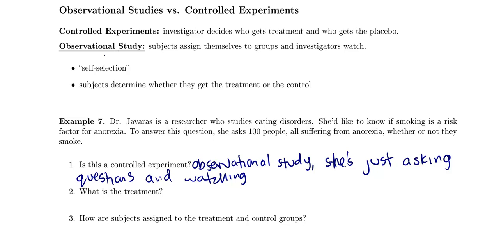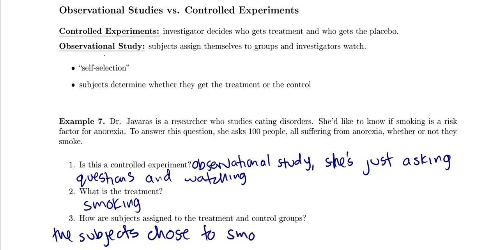Number 2, what is the treatment? That would be smoking, because we want to see if smoking causes or is a risk factor for anorexia. And finally, how are the subjects assigned to the treatment and control groups? Well, obviously, subjects are choosing whether they want to smoke or not smoke. So this would be an example of self-selection.